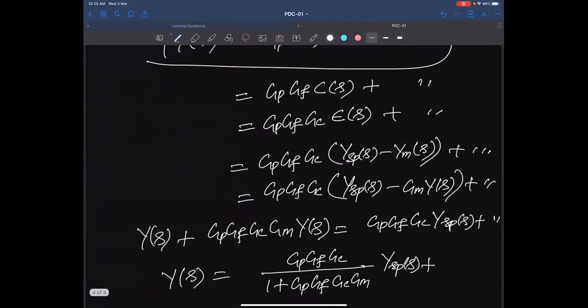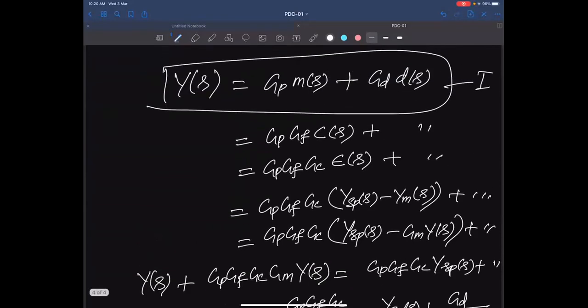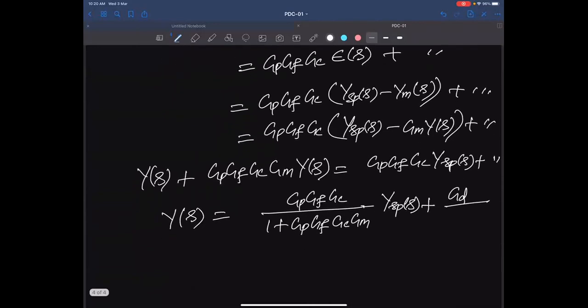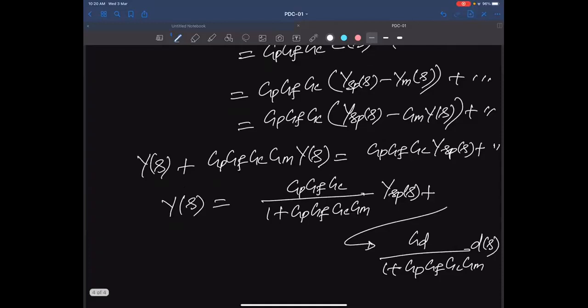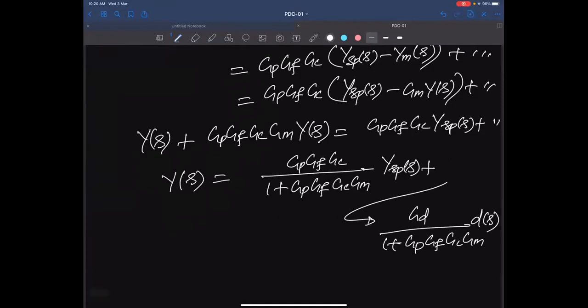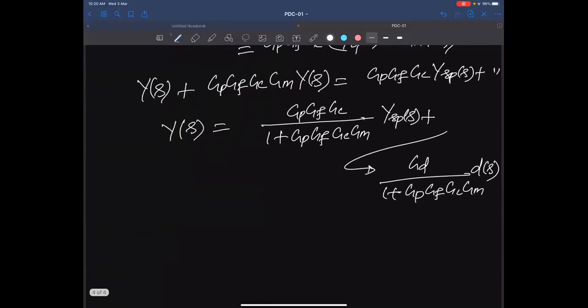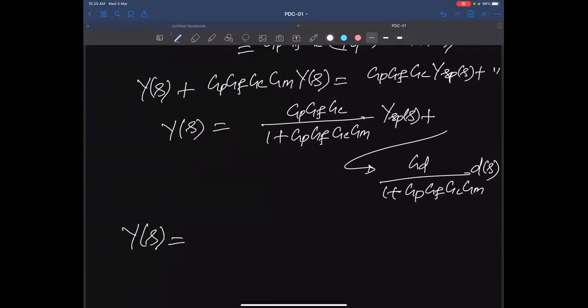What is there in the right hand? Another group is GD by this entire thing will be going down now. GD by this entire group. I'll write it again. Plus this is GD by 1 plus GP GF GC GM multiplied by D of S. So we are now done with. So what is the final form? This final form I'll again write it in a better way. Y of S equal to GP GF.